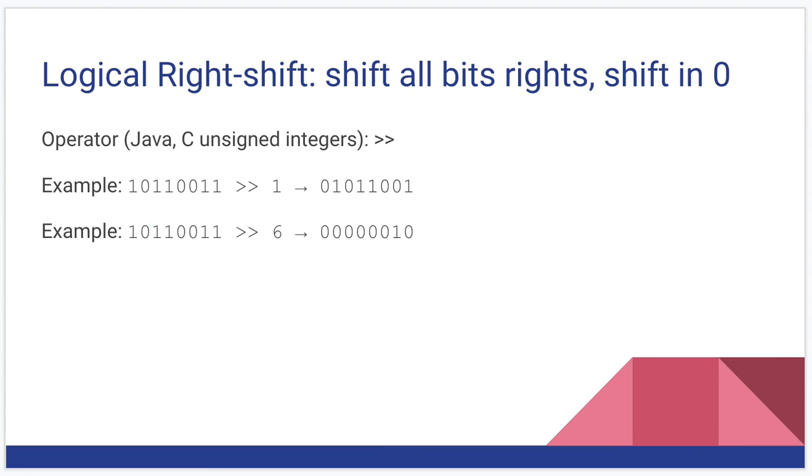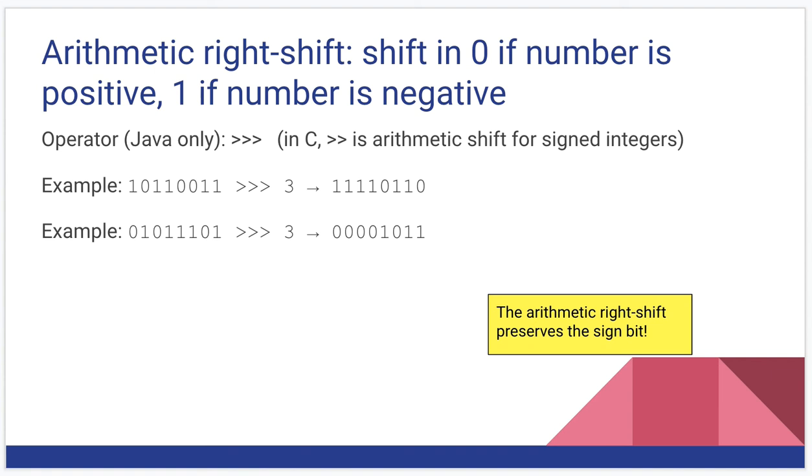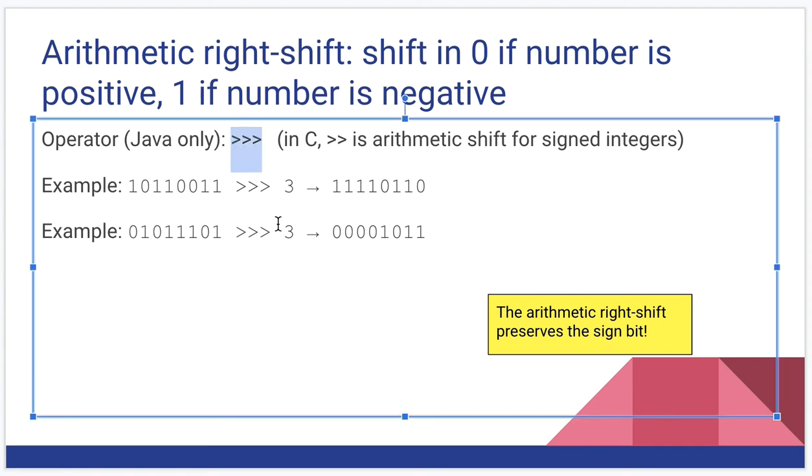This is a logical right shift. It's in contrast to an arithmetic right shift. So the idea behind an arithmetic right shift is that if the number is negative, we're going to let it stay negative. And if the number is positive, we're going to let it stay positive. This is just for integers. In Java, this is represented by three greater than symbols. In C, it's two greater than symbols, and it only works if the data type is signed.